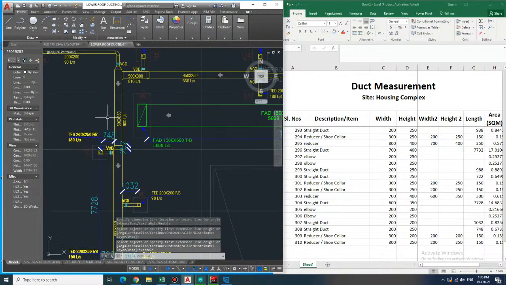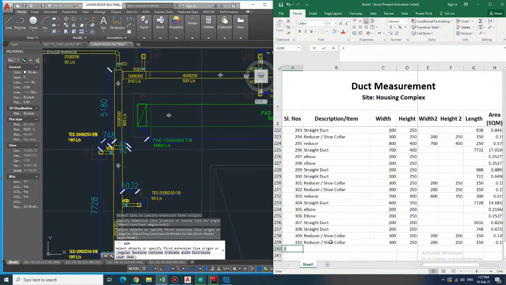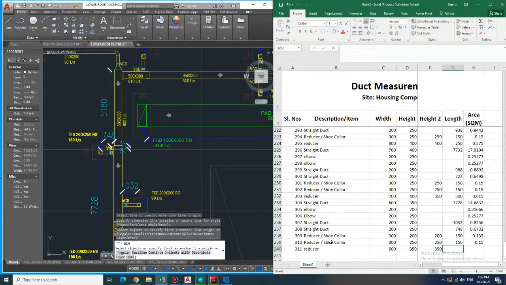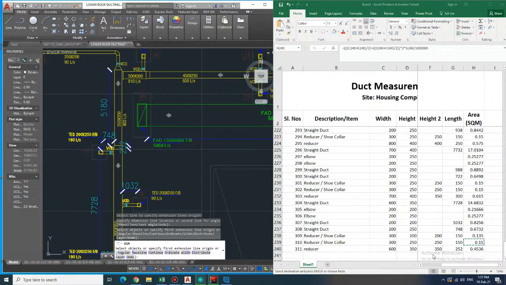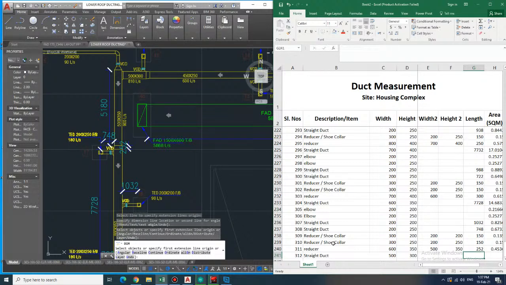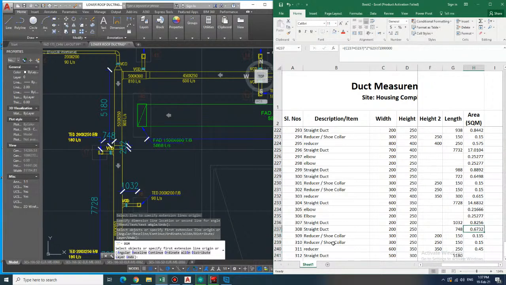250. Second, width 500 by 350. Change it to 500 by 350. The length will be 252, and then straight duct 500 by 300. It will come 5180. Apply the straight duct equation.